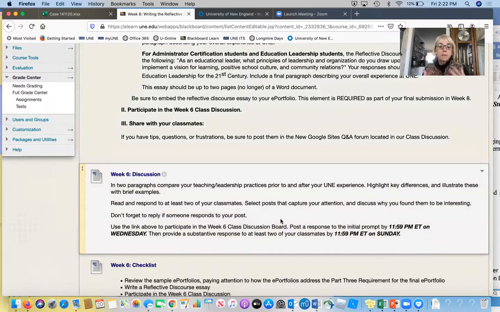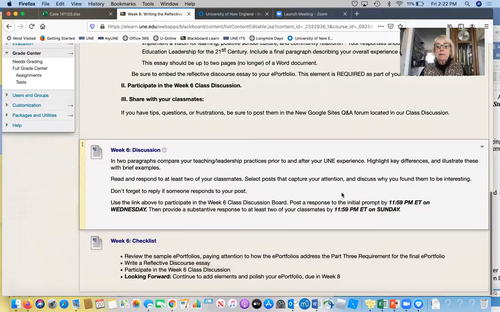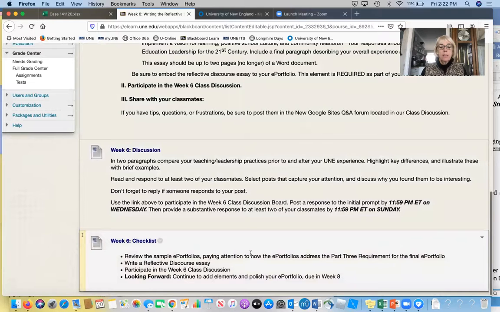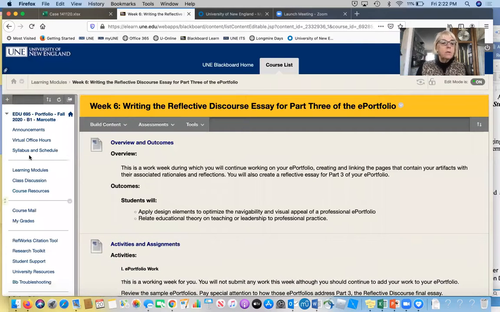All right, so that is basically the discussion board, and this is why I decided to do a screen share. In 2 paragraphs, compare your teaching leadership practice, highlight key differences. You can see that. I don't need to read it. And this is all the same, all right? And then at the end, it does say, review your sample portfolio and do your reflective essay and your week 6 discussion board.